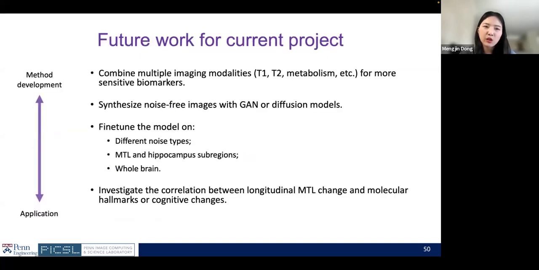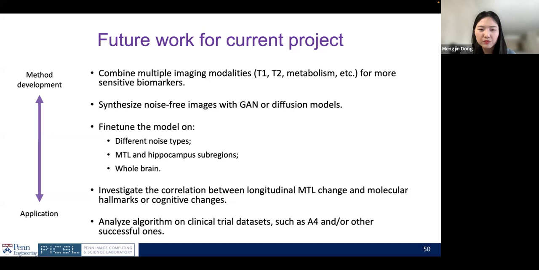Some of the future work will include combining multi-image modalities of T1 and T2 to do analysis, or synthesizing noise-free images with diffusion models in the future. If we want to fine-tune the model, we can analyze the performance of the model under different noise types, or on MTO and hippocampus subregions, or on the whole brain. We could also investigate the correlation between longitudinal MRI change and molecular hallmarks or cognitive changes.